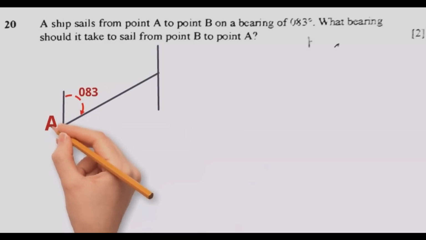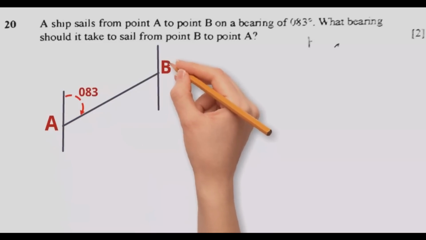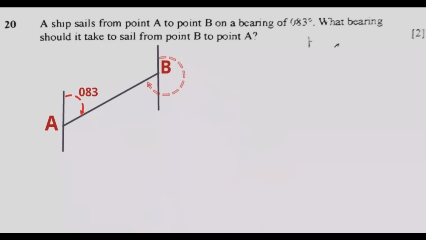Remember this 083, this is less than 90 degrees. That means it should be going a bit upwards. When we measure 83 degrees, if you use a protractor from the north line going clockwise, remember, when dealing with bearings, they always move clockwise. So that means it's going to be 83, then it will be going a bit up.